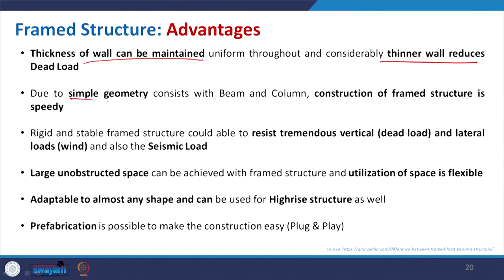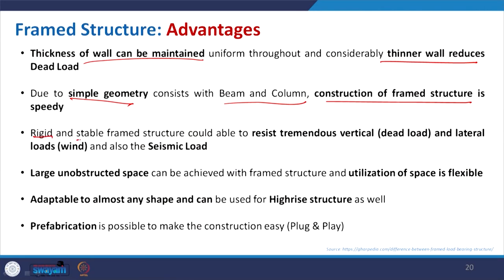Due to the simple geometry, it is a very rectangular connection between the beam and column. Sometimes it may go with some different geometry, but most commonly it is a very typical layout of beam and column. In this case, the construction of a frame structure is very speedy, and if you have the option to use a steel frame, it acts like plug and play, so it will make it faster.